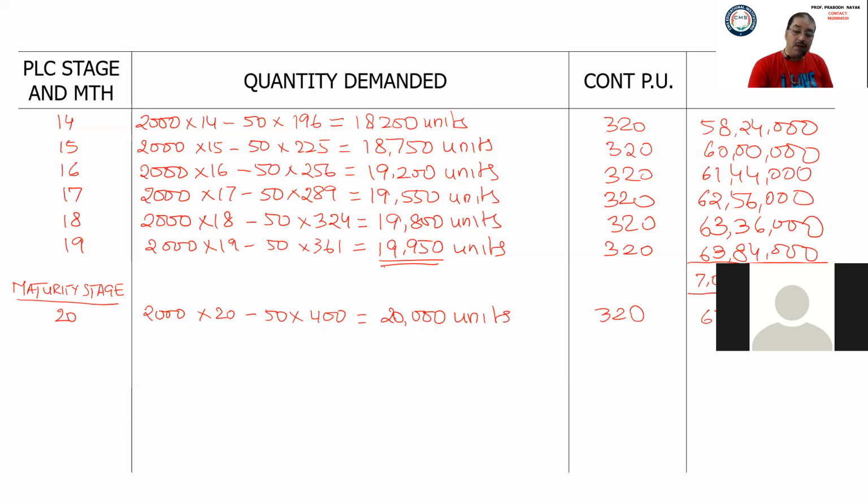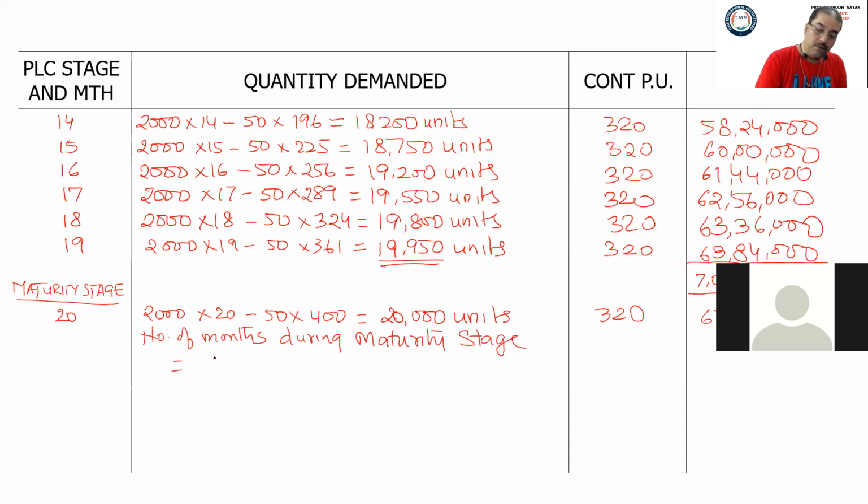Because for the 20th month, the contribution is 64 lakhs, and for that month, the fixed cost is 20 lakhs. So profit per month comes to 44 lakhs. Total profit over the maturity period is 33 crores. So what do I do? Number of months during maturity stage is equal to 33 crores.